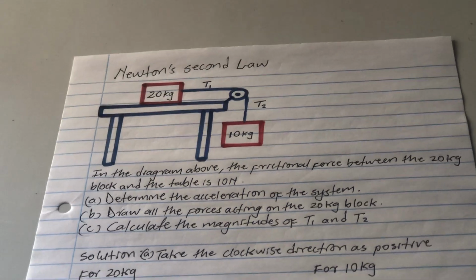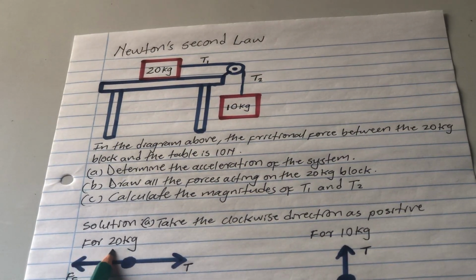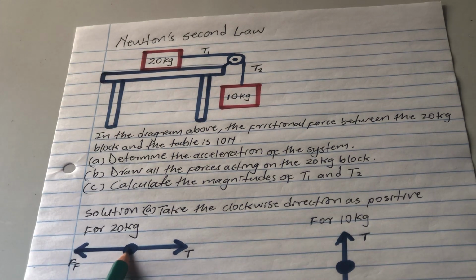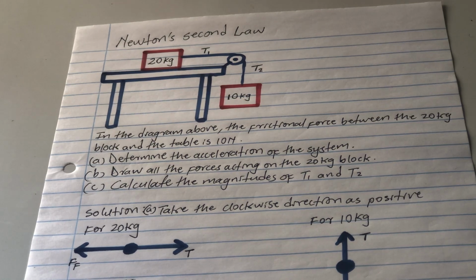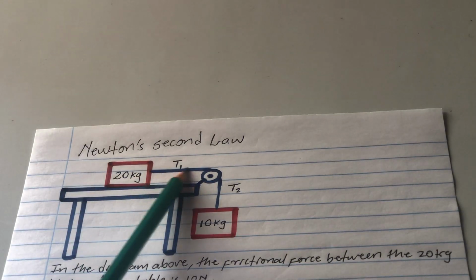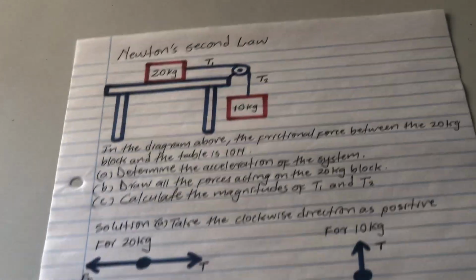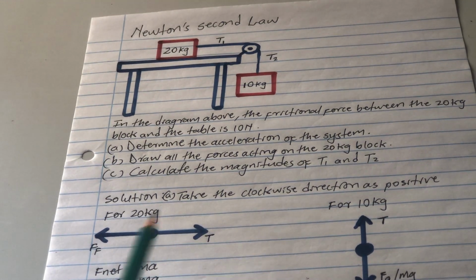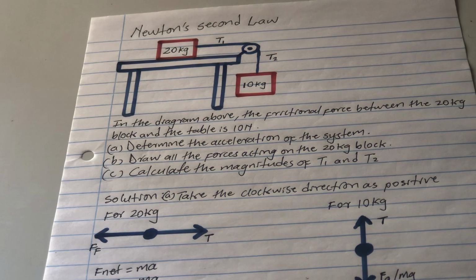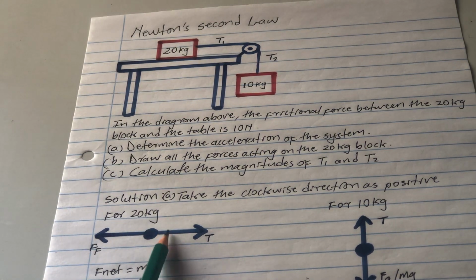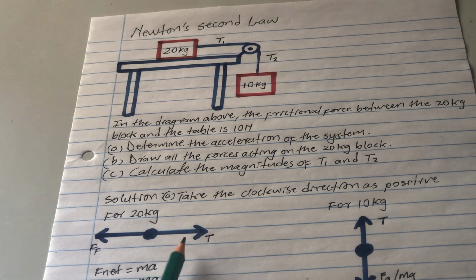Now, let's do some work on the 20 kg first. We'll draw the free body diagram of the horizontal forces acting on the 20 kg block. We have T1, which is pointing to the right, and the frictional force, which is pointing to the left. This is T1, this is FF. We already know the direction: clockwise is positive, anti-clockwise is negative. This means that my T will be positive and my FF will be negative.